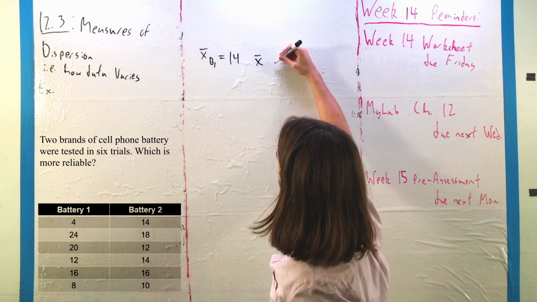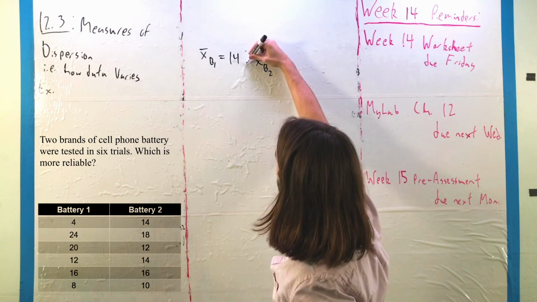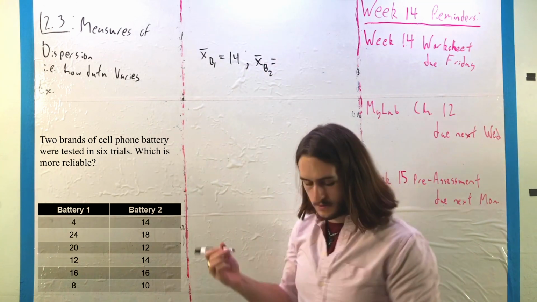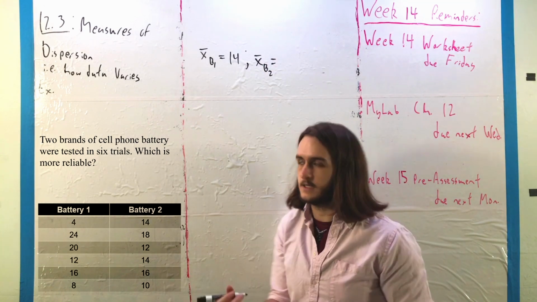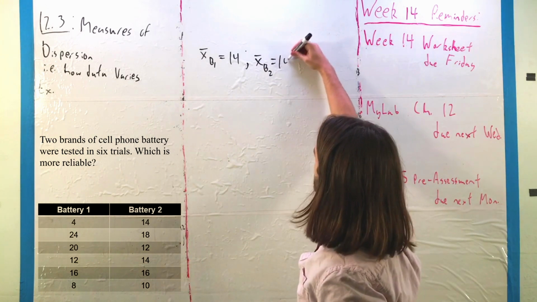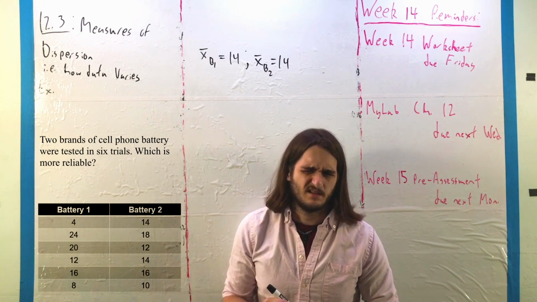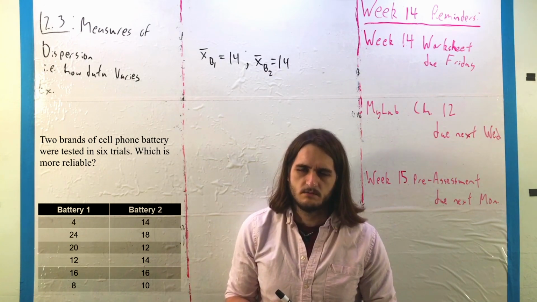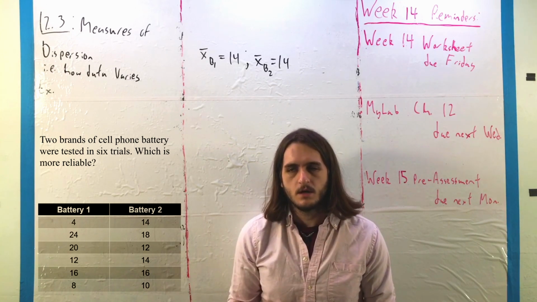On the other hand, if we looked at the mean for battery 2, we would do the same sort of thing, 14 plus 18 plus 12 plus 14 plus 16 plus 10, divide by 6, and we get 14 again, which kind of tells us that these are equally good. But looking at those numbers, they don't look equally good.